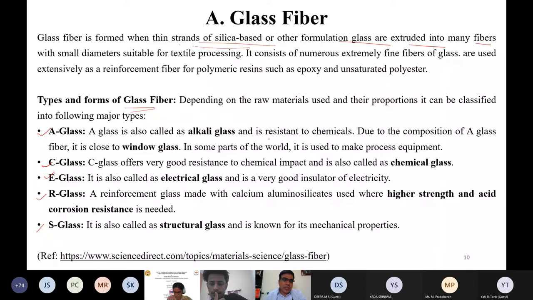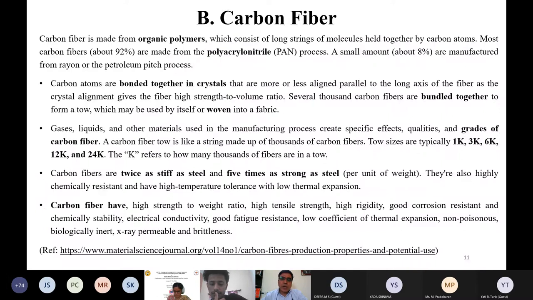So these are all various categories of glass. I don't think I have to go into detail. This literature is available openly. Okay. Similarly, if you look at carbon, it is the same. Carbon fibers are made out of organic polymers.